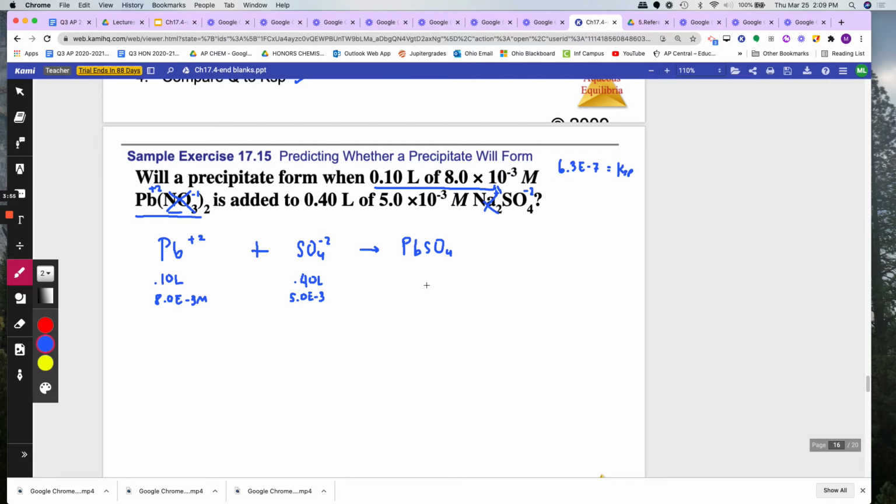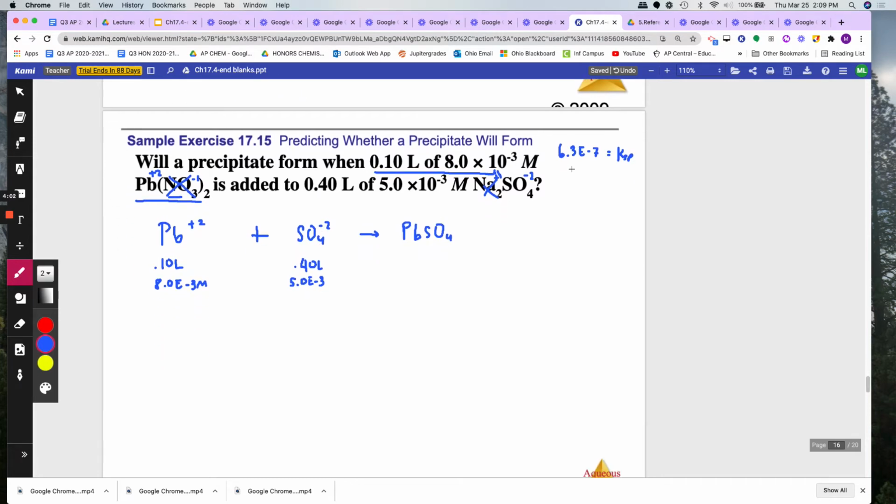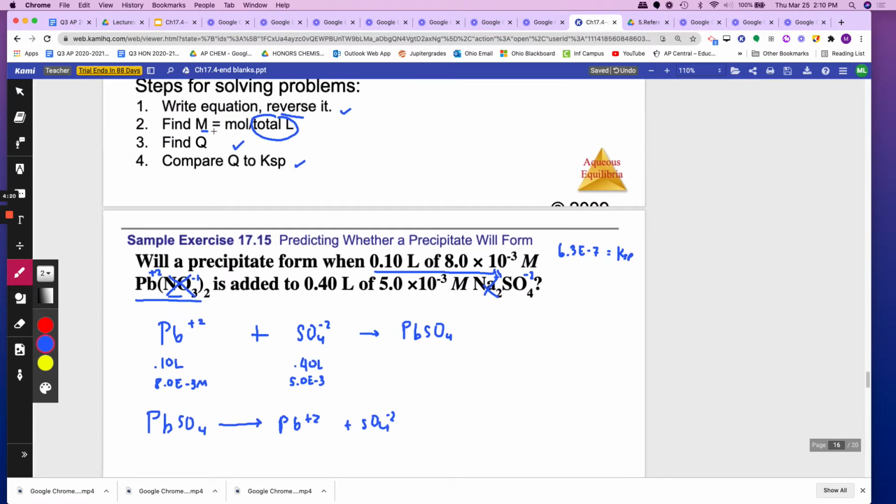Okay? So the first thing I'm going to ask you is to reverse the equation. Because these KSPs show how much PbSO4 dissolves, I'm going to ask you to flip the equation. So Pb +2 plus SO4 -2. Okay, that's the first step. The next thing you're going to do is find molarity.